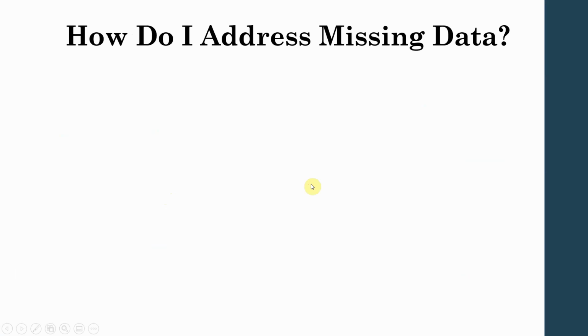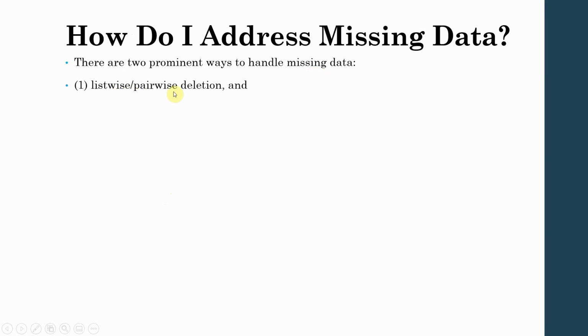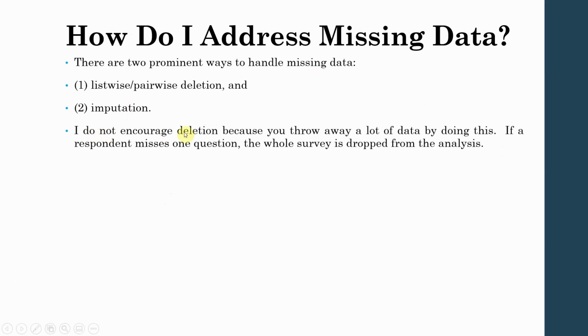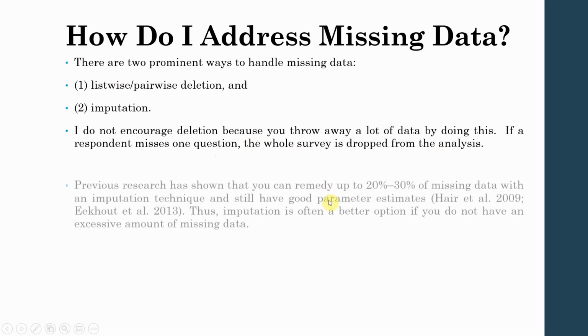So how do I address missing data? Now there are 2 prominent ways to handle missing data. One is listwise or pairwise deletion and the other one is imputation. Now I do not encourage deletion because you throw away a lot of data by doing this. If a respondent misses one question, the whole survey is dropped from the analysis. So if you use listwise or pairwise deletion, you are throwing away very important data.